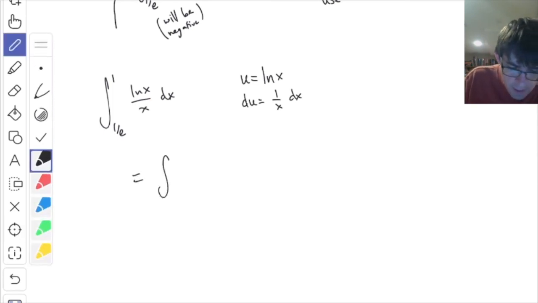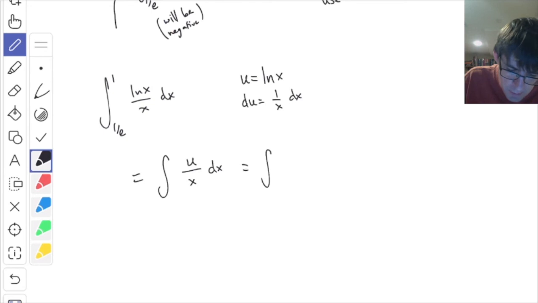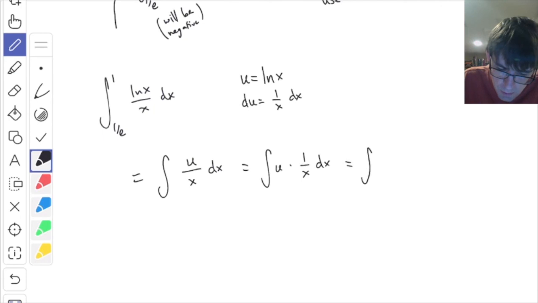I will begin, as always, by putting the u where it goes. U is ln x, so I replace ln x by u. Then I'm going to separate out the u stuff from the x stuff, and the way to do that is to write it as a multiplication: u times 1 over x dx. And what is 1 over x dx? It is du, isn't it? So this is the integral of u times du.